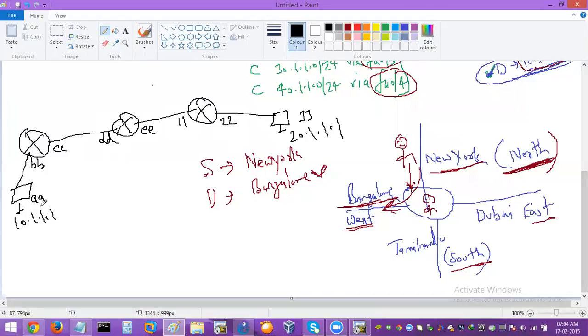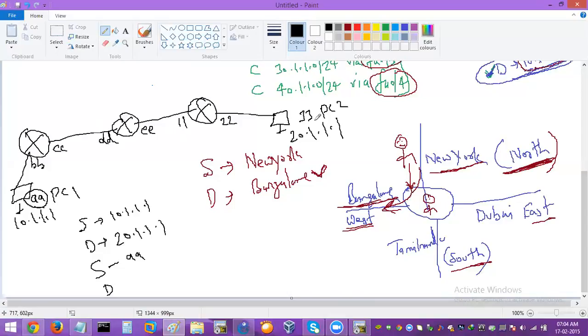Now, when this PC1 wants to communicate to PC2, the source IP is going to be what? 10.1.1.1, and destination IP is going to be 20.1.1.1. The source MAC will be what, guys? AA, and destination MAC will be what? 33. Is it? The destination MAC address is going to be BB here, not 33. It's going to be BB.